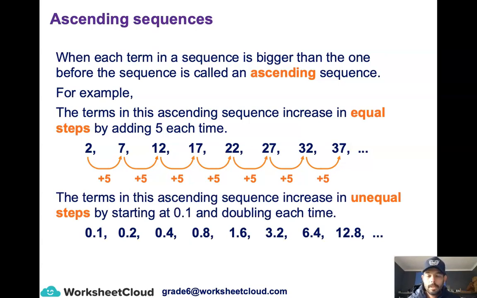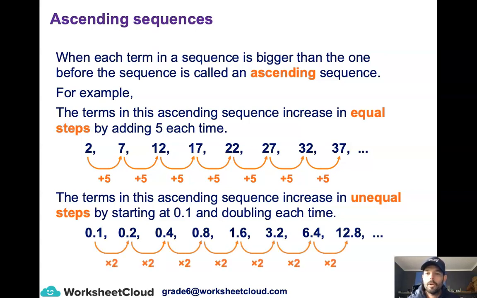The terms in the second ascending sequence increase in unequal steps. You can see that first it goes up by 0.1, then 0.2, then 0.4, then 0.8, then 1.6. What you need to recognize there is that each term is multiplied by 2 to get the next term. So your first one, increasing by 5 each time, has equal steps and is relatively easy to identify. The second one is not increasing in equal steps, but you need to identify that you are multiplying by 2 each time.